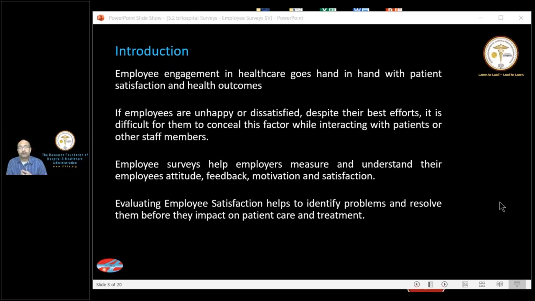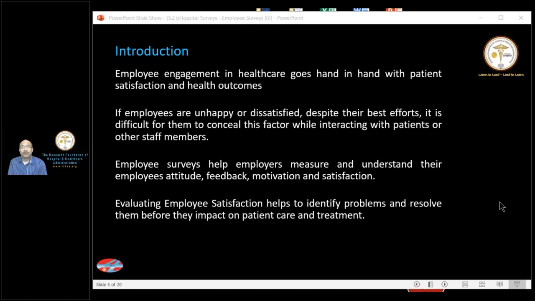I think it needs no emphasis that employees of the hospital, especially the junior ones, are the direct interface for the patients. When the patient is in the OPD, more than the doctor, the patient is interacting with all the OPD staff, whether it is the registration staff, somebody who is facilitating, or somebody who is keeping tab on the next patients. So the interface of the patients is essentially the employees.